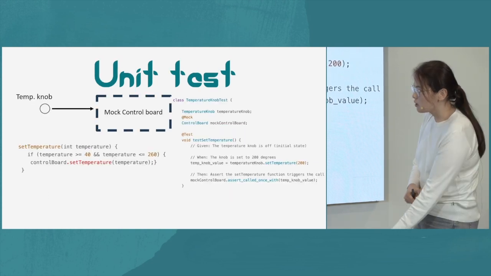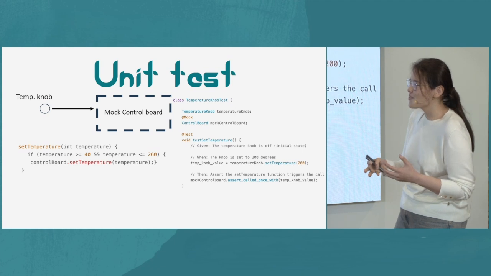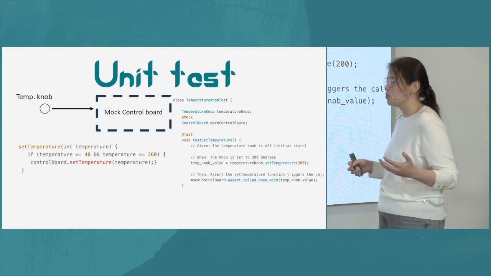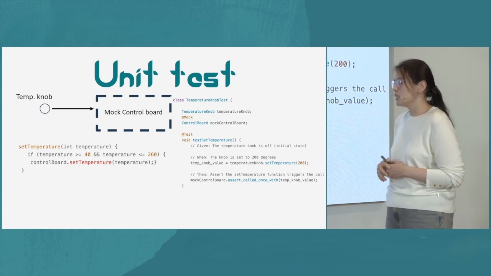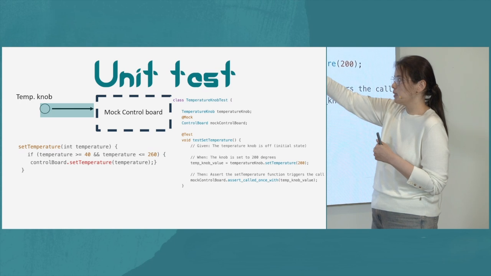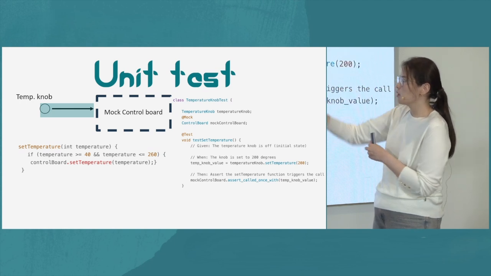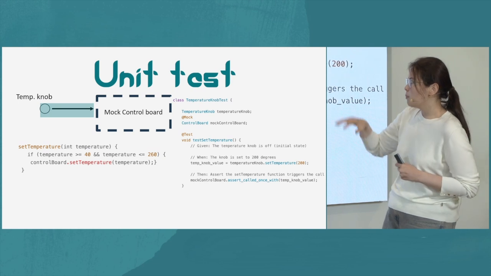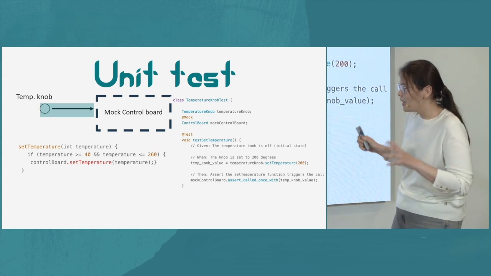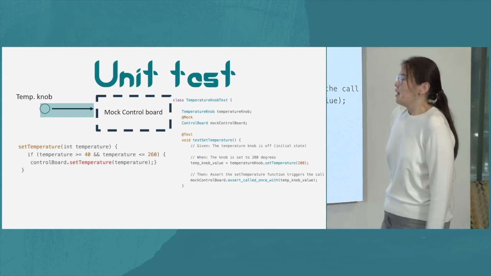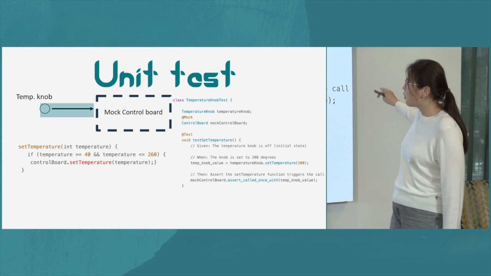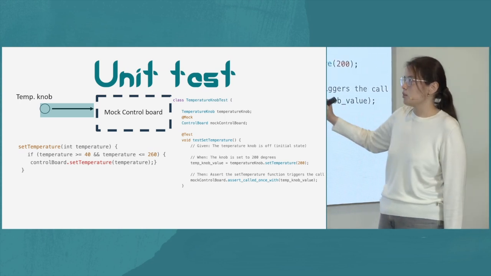OK. So now let's go deeper into the temperature knob itself. Let's try to test it in isolation. So in that case, we could understand the difference between those layers. The unit test basically tests a temperature knob in isolation. You might assume that the temperature knob is sending a message to the control board, like in the previous example. But here, we have a mock control board, which means that it's like a fake thing. It's not a real thing. And we are just verifying that the set temperature function triggers the call of the control board, I think.